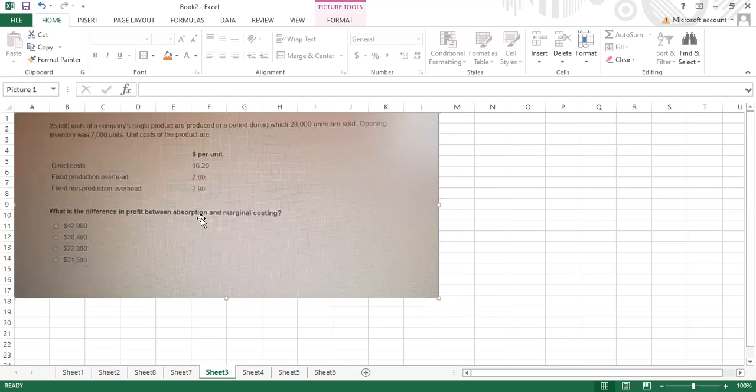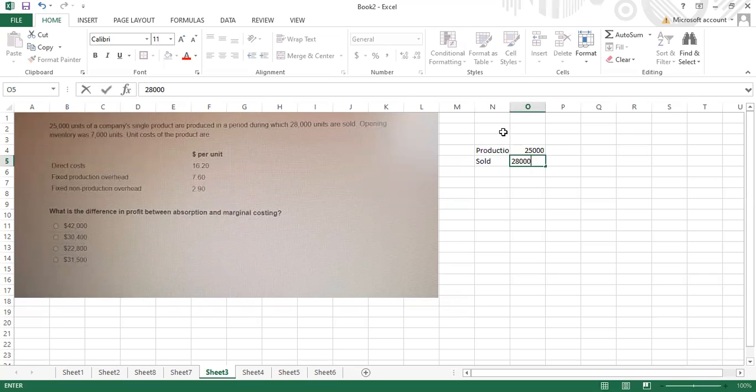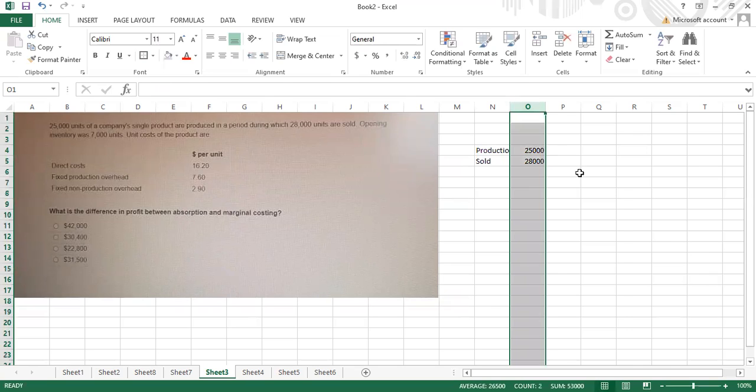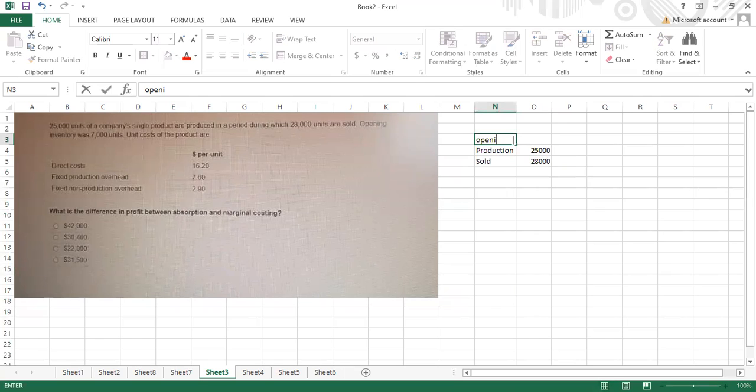Okay. What is the difference in profit between absorption and marginal costing? C. 25,000 units of a company's single product are produced in a period during which 28,000 units are sold. Okay, so it means that, let me write, production is 25,000, and sold units are 28,000. How is this possible? You are producing less but selling more. It means there would be some opening stock. Obviously, there would be some opening stock. That is why you will add the opening.